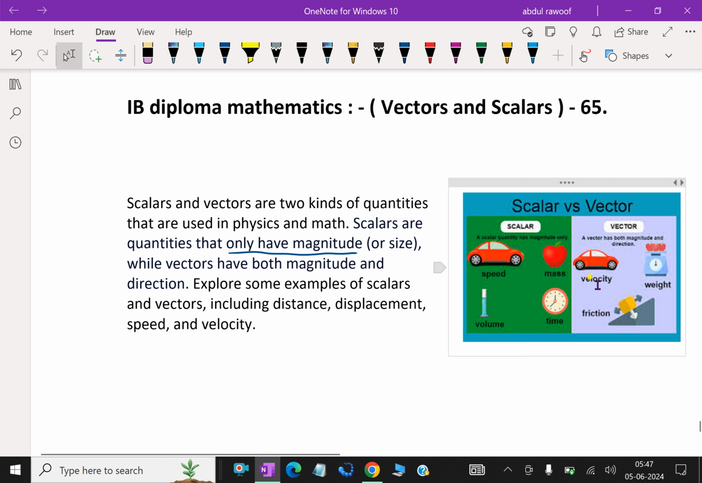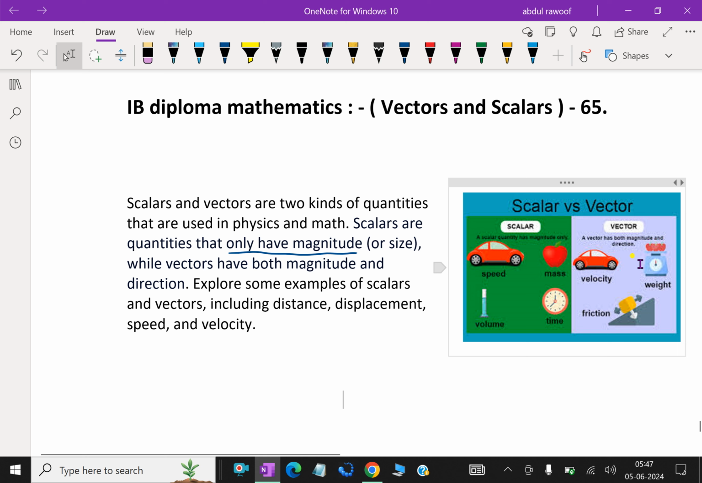Vector: suppose velocity. Velocity is a vector. The same car travels on a road with a speed of 60 or 70 km per hour in the northern direction. That means we are particularly saying it's a northern direction, so it has velocity. Suppose it comes back in the southern direction, so it also has velocity.